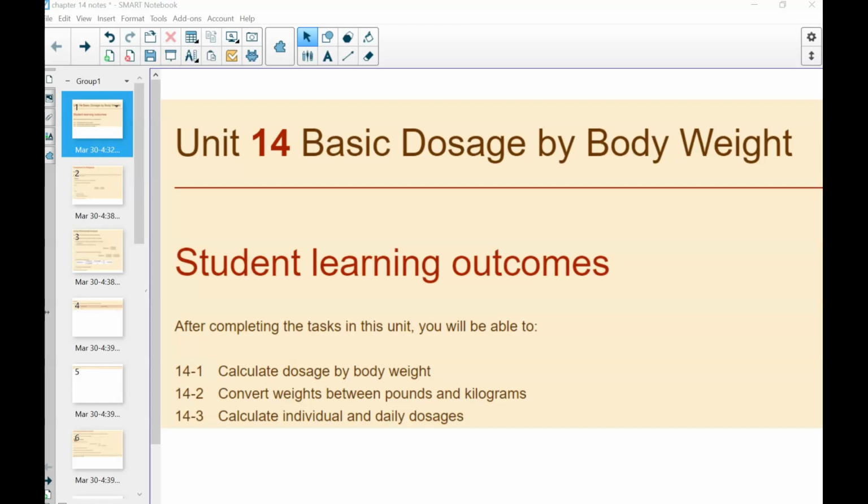Okay, in the last chapter, chapter 14 for the semester. Here we go. So this chapter we have 3 learning outcomes. The first learning outcome is calculate dosage by body weight, and then convert weights between pounds and kilograms, and calculate individual and daily dosages. This won't be a crazy chapter. As a matter of fact, we'll go through this really quickly. We'll get it done today.